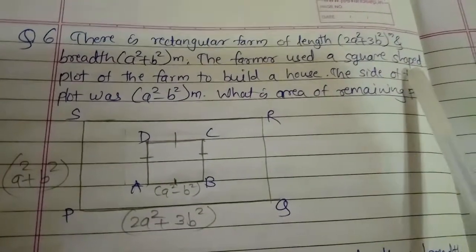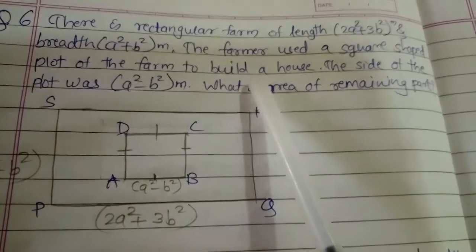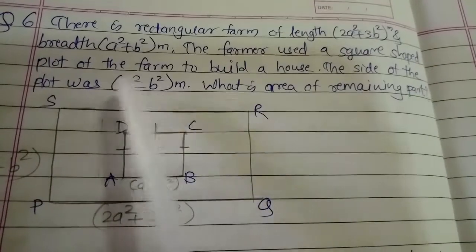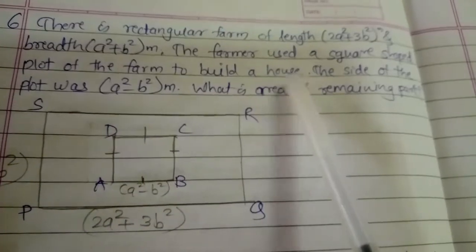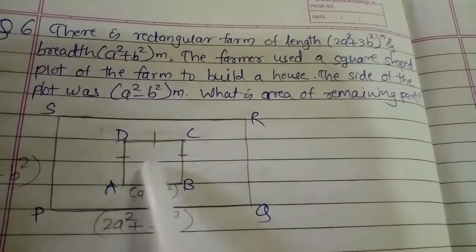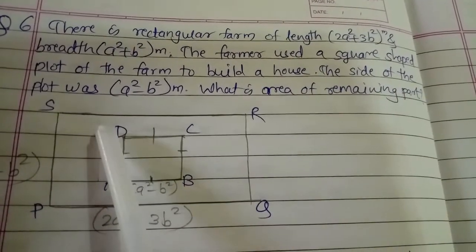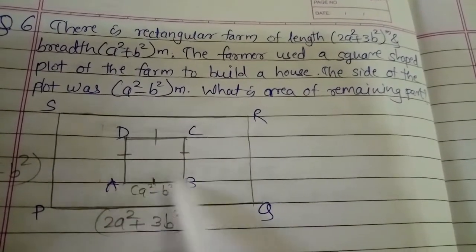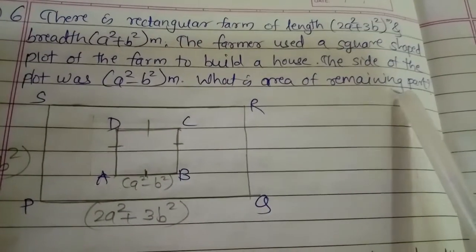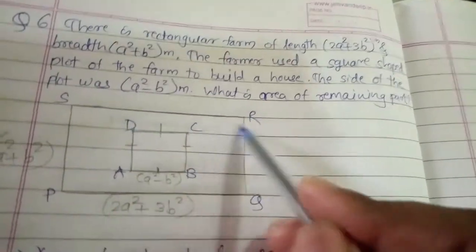The farmer used a square shaped plot of the farm to build a house. So out of this rectangular form, this square shaped place, he used to build a house, and since it is a square shape, all sides are the same, and the side is a square minus b square. So what is the area of the remaining part? Remaining part means this part. So we have to find out the area of this remaining part.